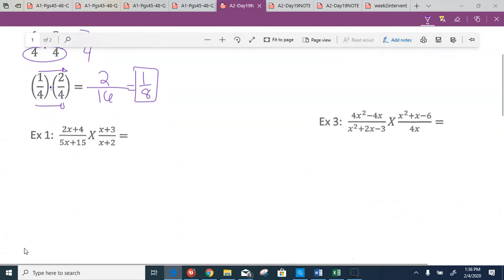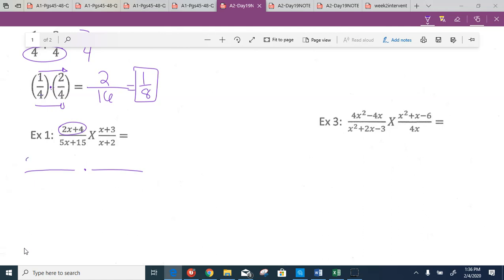In example 1, we're given two rational expressions, or rational expression multiplication. So we have 2x plus 4 over 5x plus 15 times x plus 3 over x plus 2. What I'm going to do first is rewrite at least the first fraction. I'm going to simplify 2x plus 4.